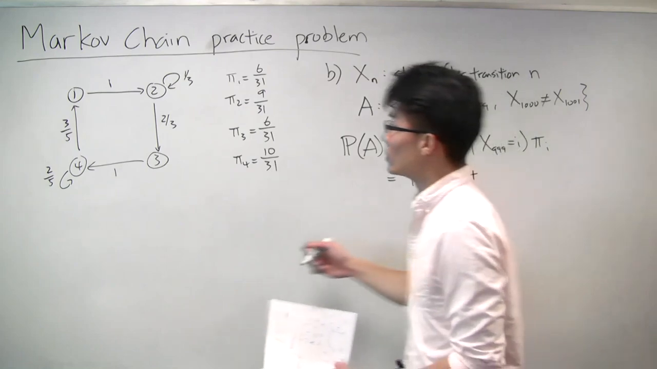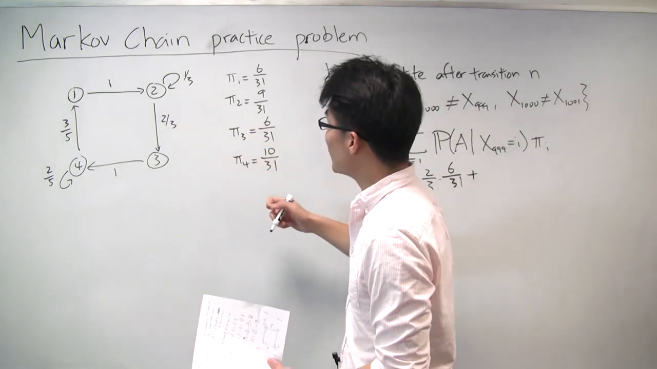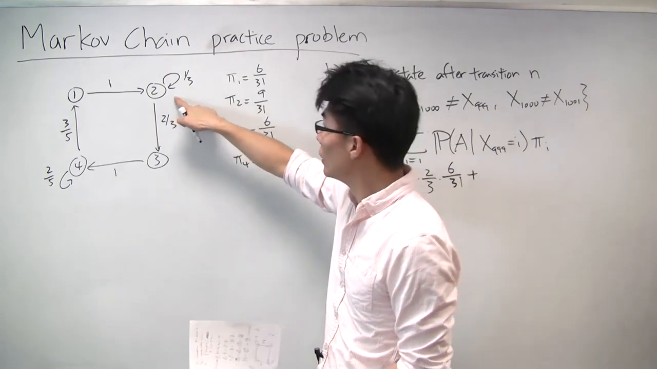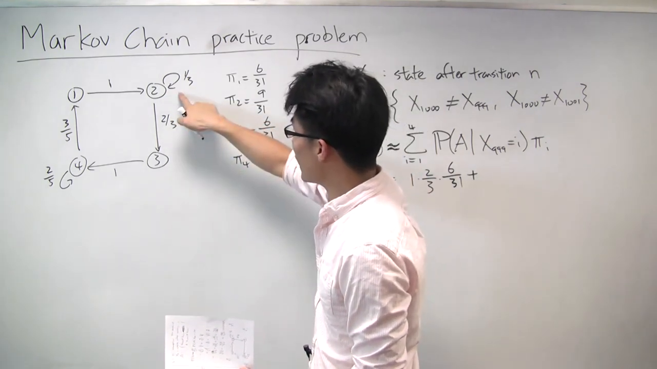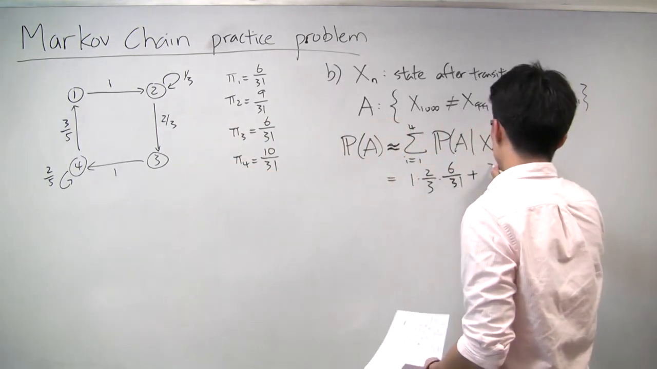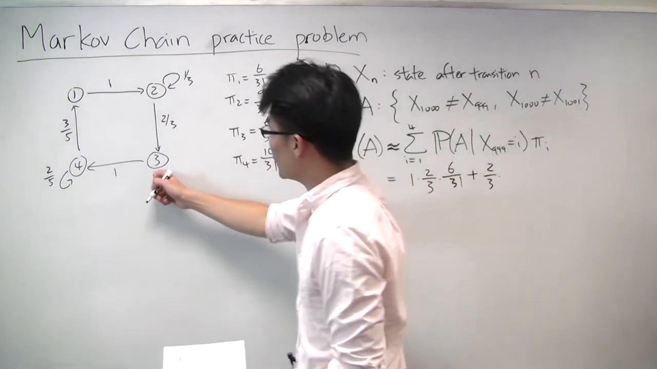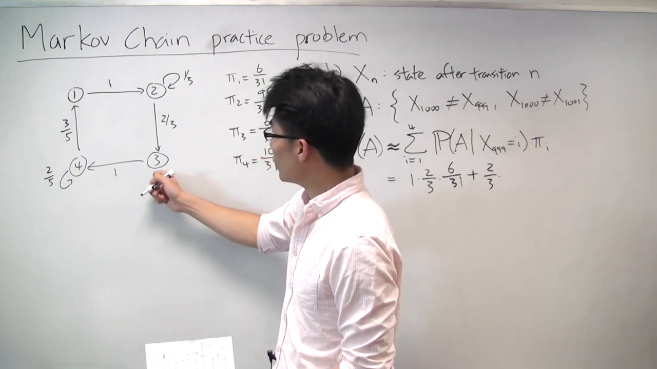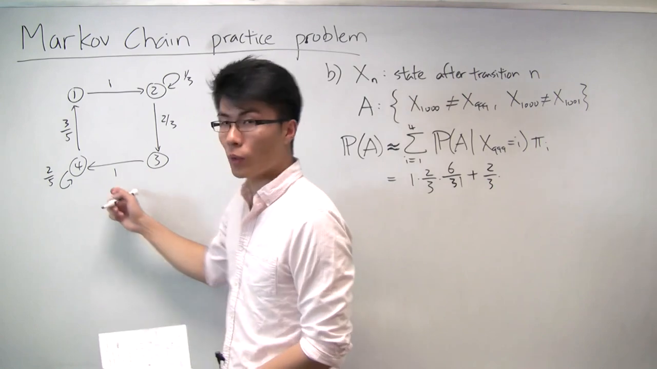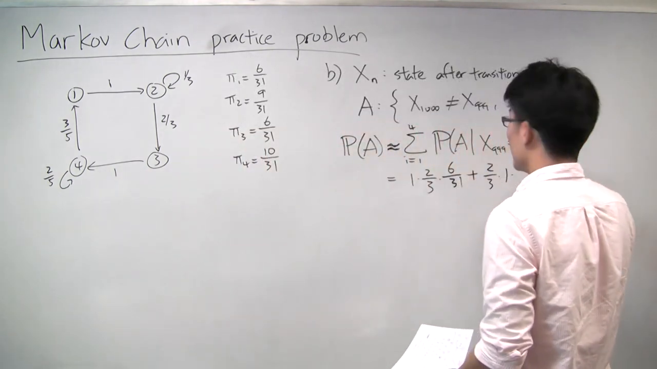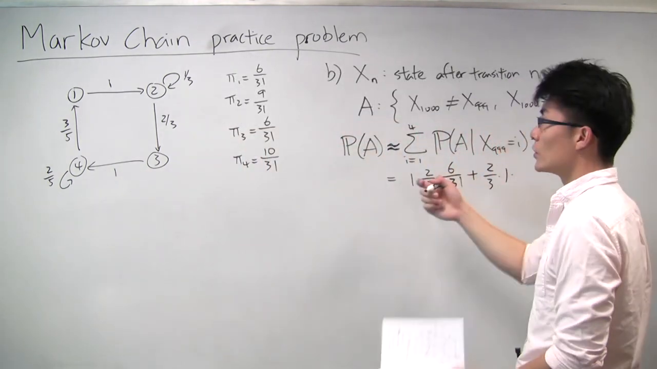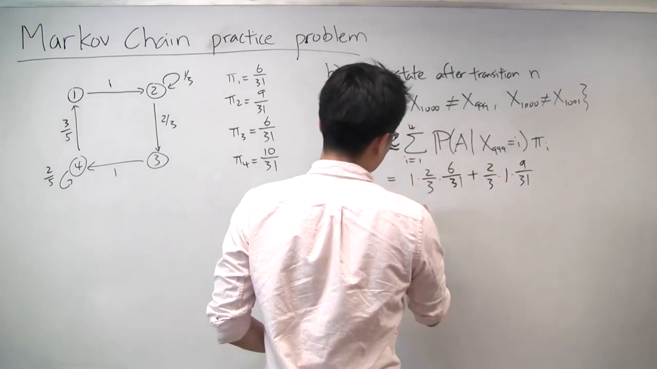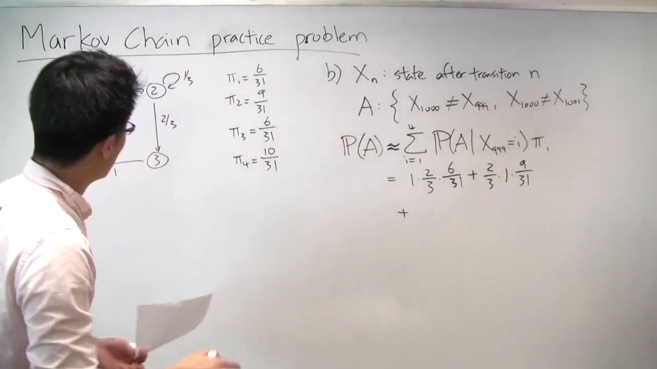Now let's consider you're in state 2. If you're in state 2, you want the next transition to take you somewhere else. For that to happen, you need to go to state 3, which happens with probability 2/3. Once you're in state 3, then for sure you're going to go to state 4, because that's probability 1. And then the last thing is, what is the probability that you're in state 2? It's approximately pi 2, which is 9/31.